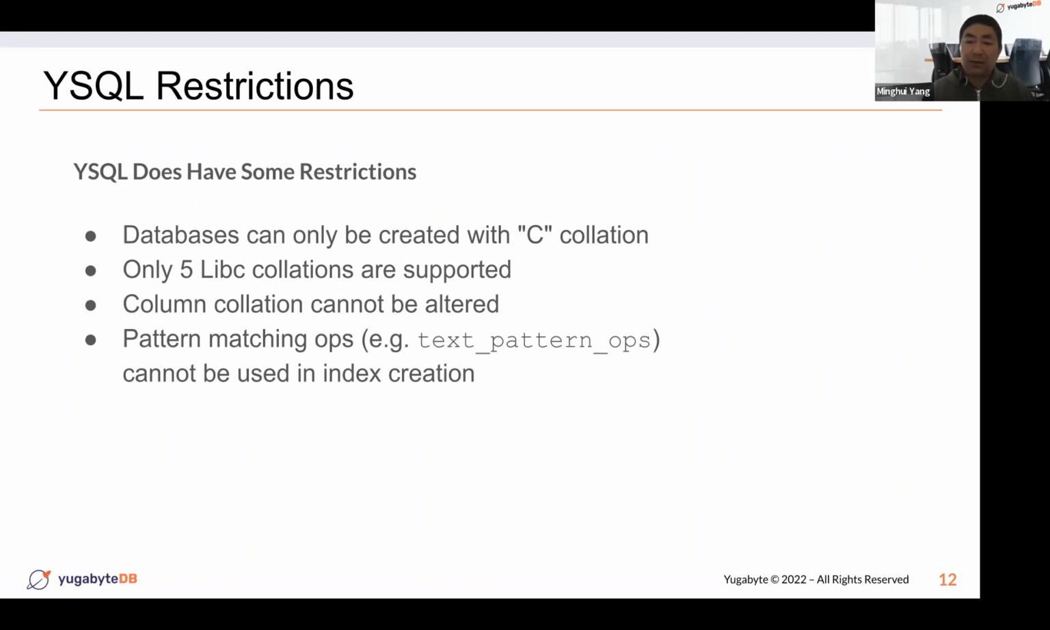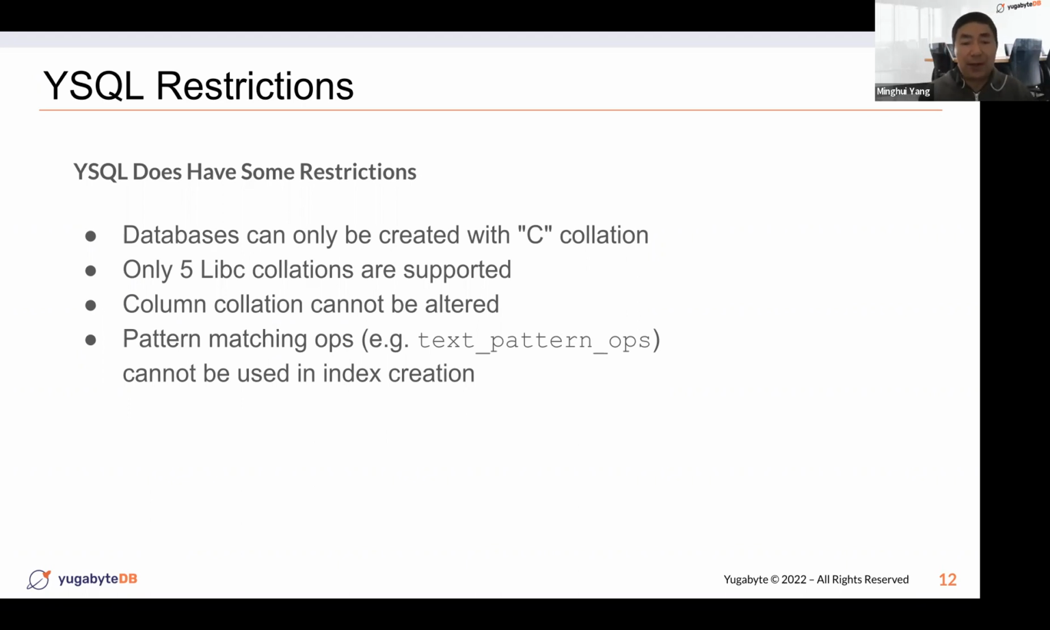Postgres also did the collation support in stages. They first had database collation, but no column collation. To work around the lack of column collation support, they provided text pattern ops as a workaround. But now they have column collation. You can just say collation C. It is a better way to do the same thing. So I think this should be deprecated at some point.